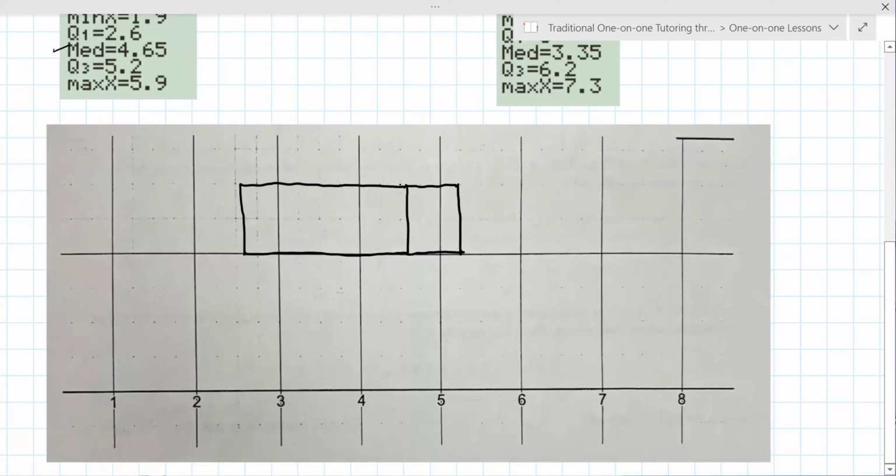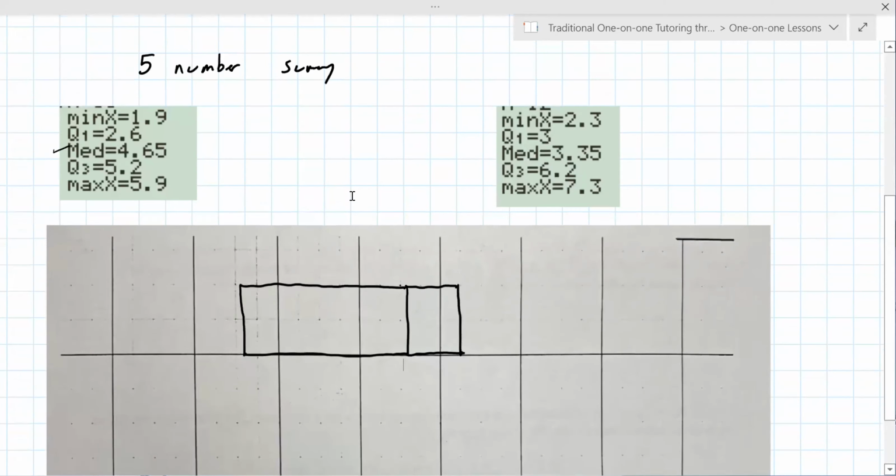And we can do the same thing for the other one, but we actually need to figure out next if there are any outliers. Okay, and that's where we need to find what's called the interquartile range, IQR, which is Q3 minus Q1. So 5.2 minus 2.6. Okay, and that is 2.6.